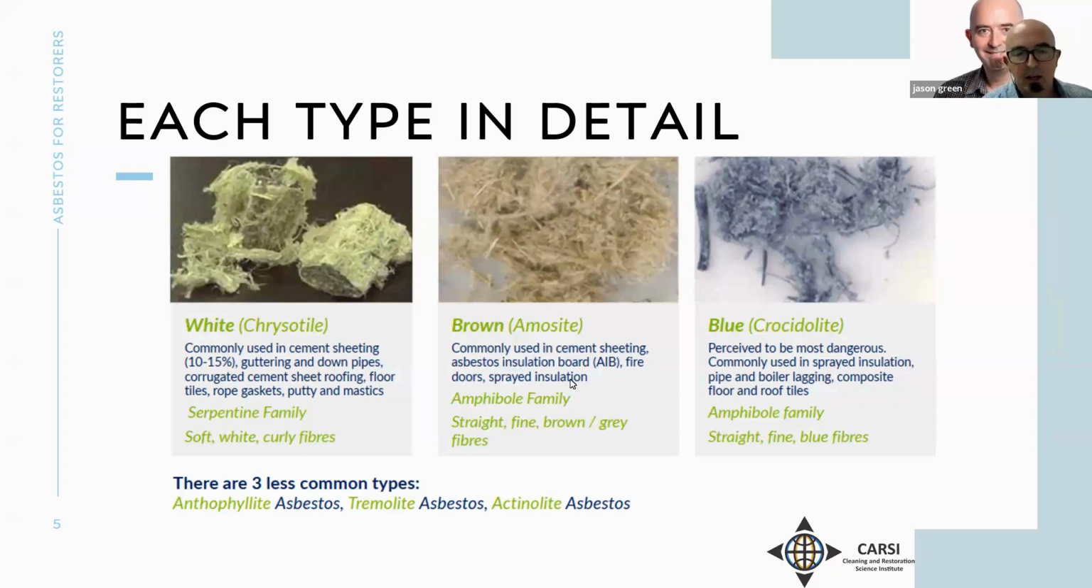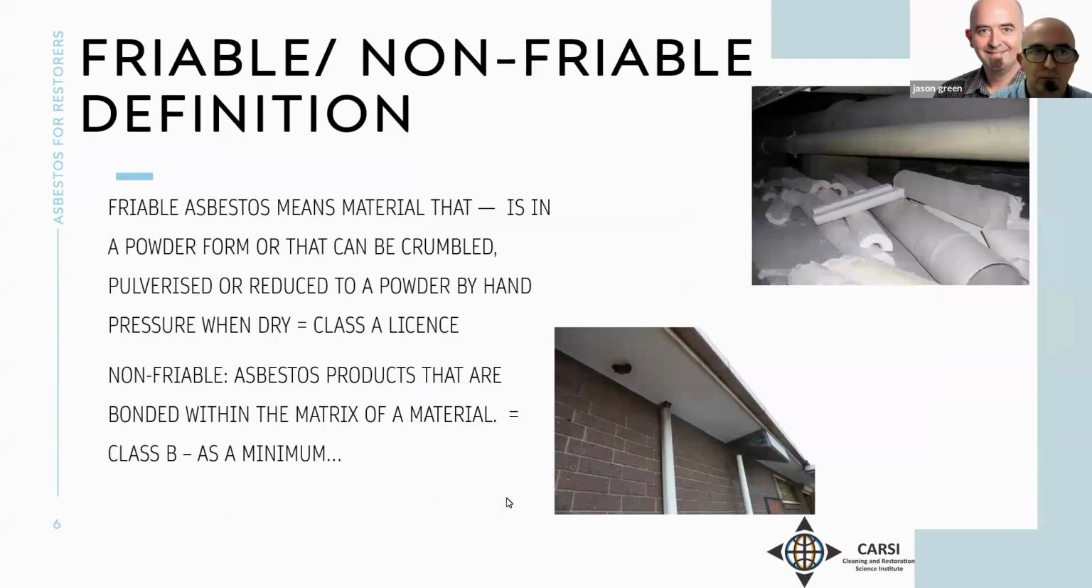There are a few other types of asbestos materials which are not commercially mined, but are still quite common, particularly in naturally occurring asbestos locations, which are anthophyllite, tremolite, and actinolite.